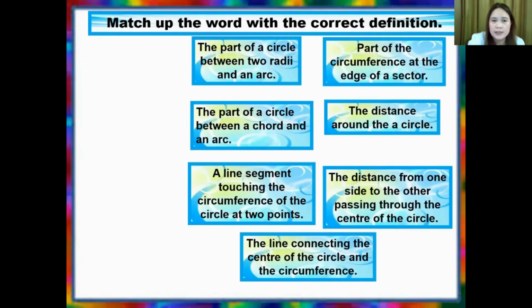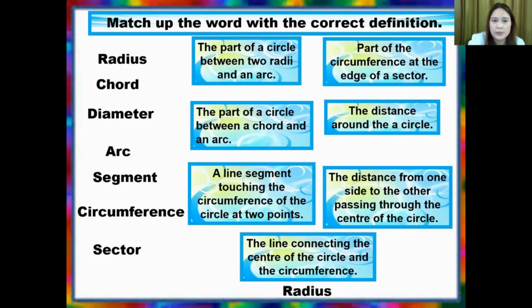So let's have another question here that you can answer. We are going to match up the word with the correct definitions. So just to check whether you can identify the following parts of the circle with their definitions. So which do you think we can put radius here? And which one is the part of a circle between two radii and an arc? The line connecting the center of the circle and the circumference. So you can try to answer this one. You can draw lines if you want to, or you can just simply write the answer to its definition.